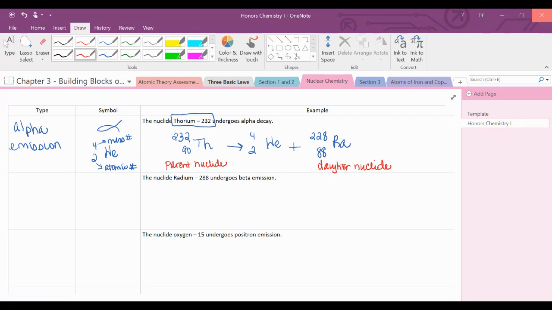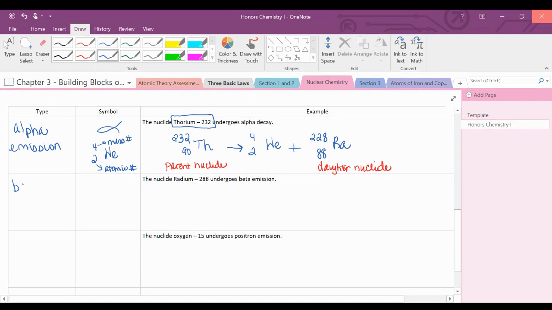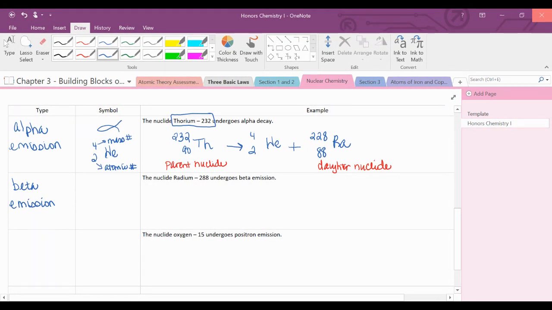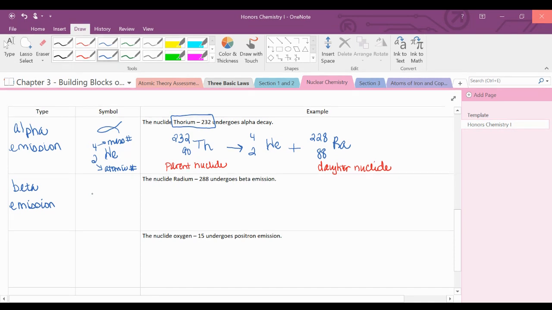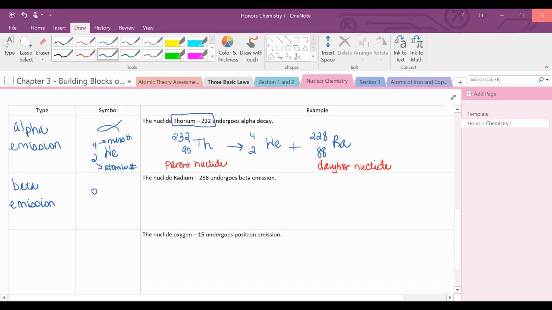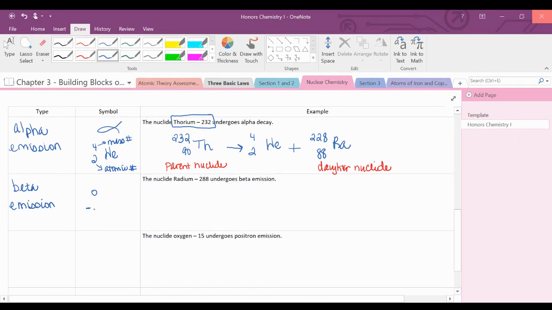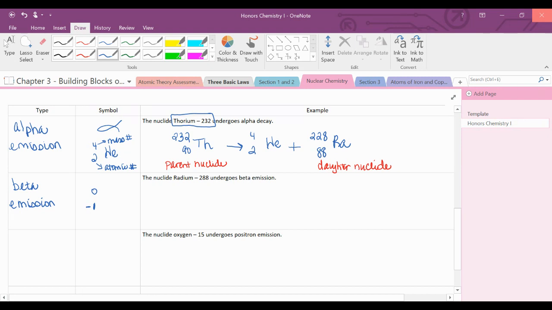All right, so that's type number 1. Type number 2 is beta emission. And this is really a high-speed electron. So electrons, remember, have no mass, so the mass number is going to be 0. We use its charge here for its atomic number. And then it uses the letter beta, which looks like this.